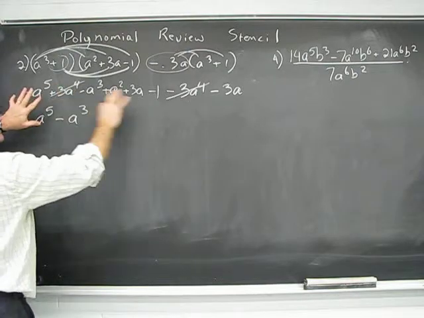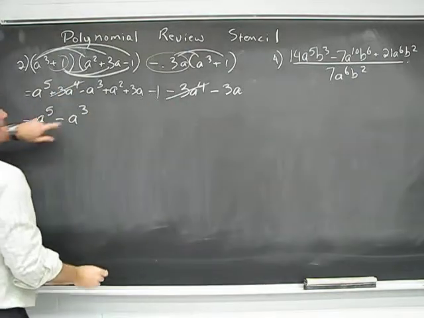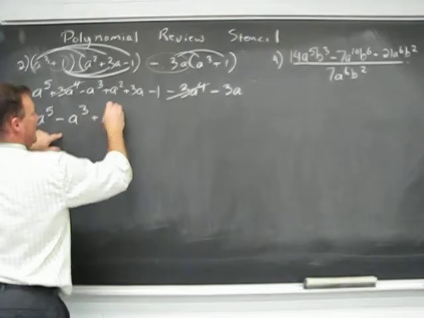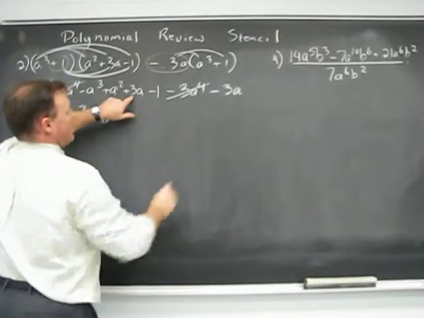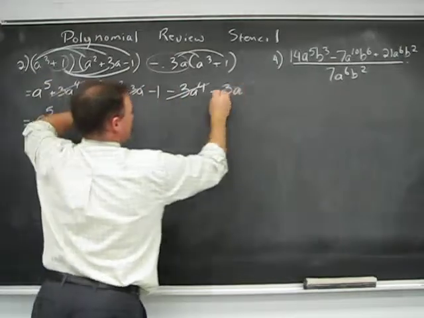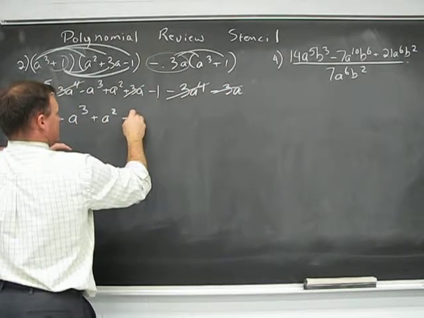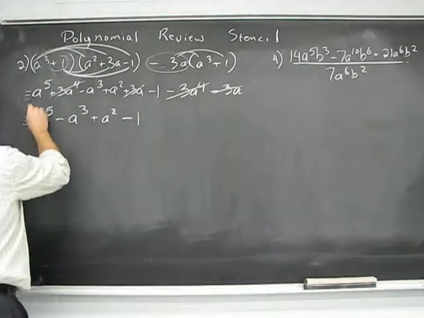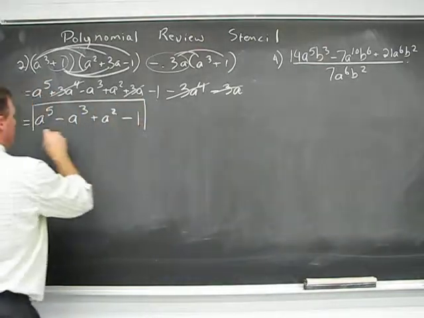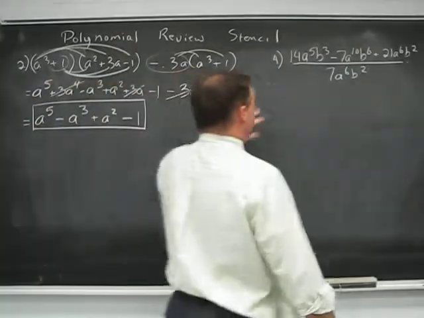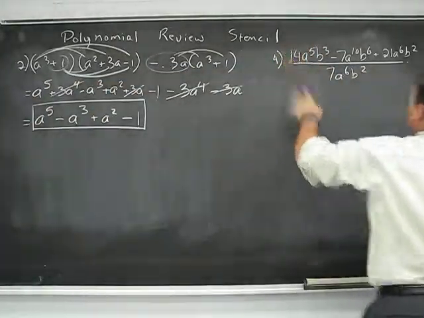Notice I'm going in descending order of exponents. Positive a squared, nothing matches with that. Positive 3a, negative 3a, those guys are going to cancel out. And the only term left over now is the minus 1. Example is done. Now later on we're going to find out whether we can go further with this when we learn something called factoring. But for now we'll just leave it there.